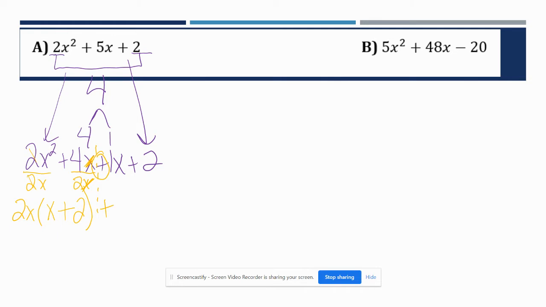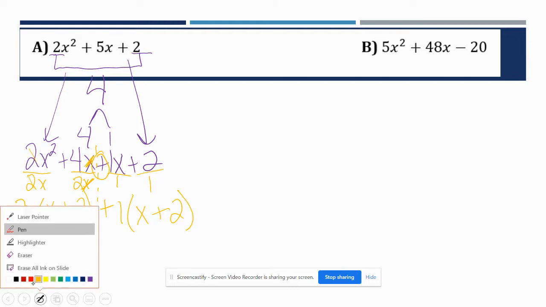Our right side starts with a plus. Our common factor between 1x and 2 is 1. Please remember, when you're factoring by grouping, you must always pull out a greatest common factor, even if it's 1. So I'm writing that 1 down. 1x divided by 1 is x, plus 2 divided by 1 is 2.